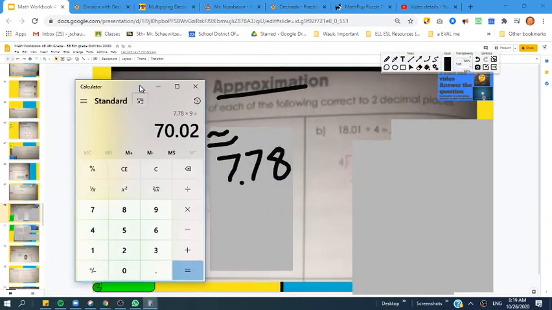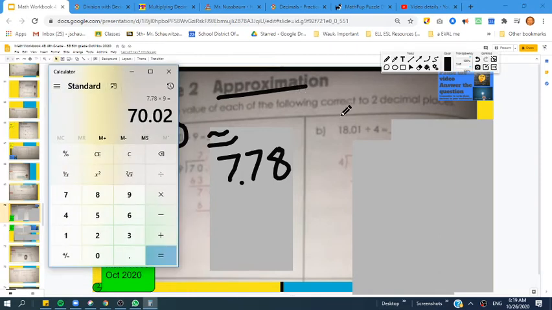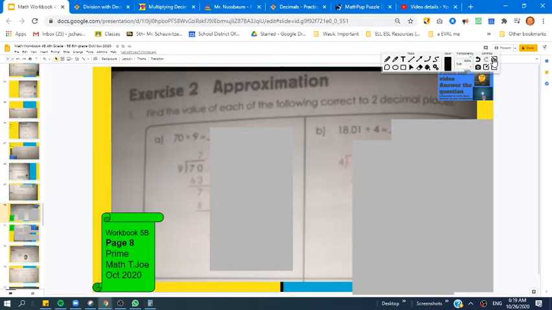Let's do another problem together. So here we have a decimal divided by a whole number. If we look at that problem, we can take 18 and 1/10, and we can divide that by 4.